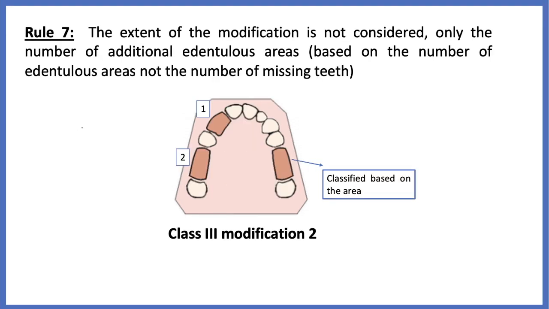Rule 7 states that the extent of the modification is not considered, but only the number of additional edentulous areas. Modification is based on the number of edentulous areas, not the number of missing teeth. In this example, one of the 2 posterior areas will be used for the classification, so it is Class 3, and there are 2 more edentulous spaces found, so it is Class 3 Modification 2.